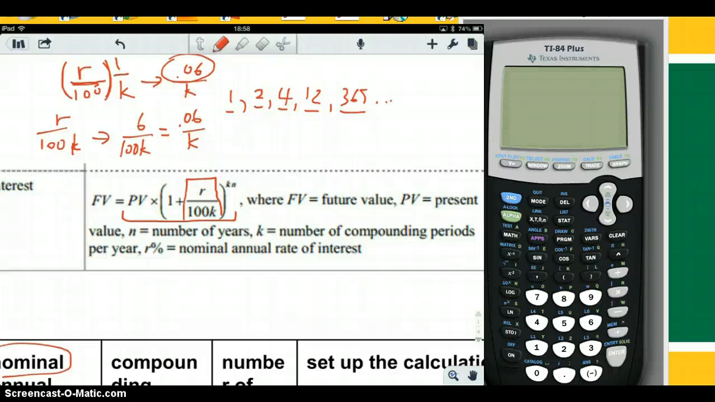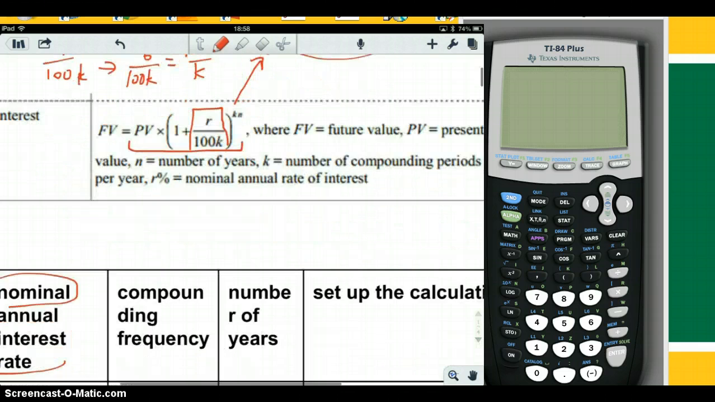Okay, so be careful. R should be the percent number, so if it's bigger than 1%, it'll be a whole number or a number that's bigger than 1%. Okay, and remember k is the number of times you compound, so it's either 1, 2, 4, 12, 365, depending on if you compound every year, or if you compound twice a year, or if you compound quarterly 4 times a year, or monthly 12 times a year, or daily 365 times a year.